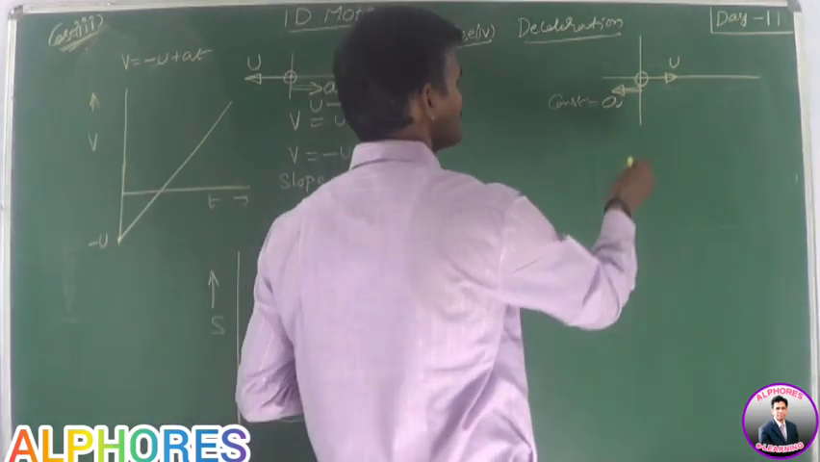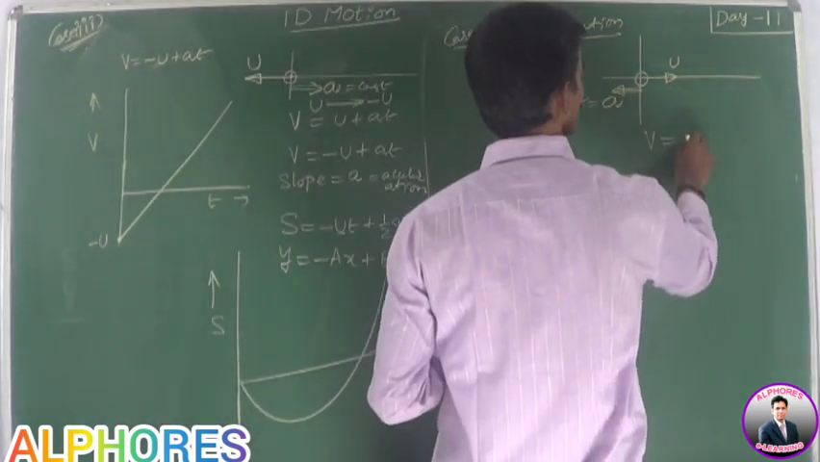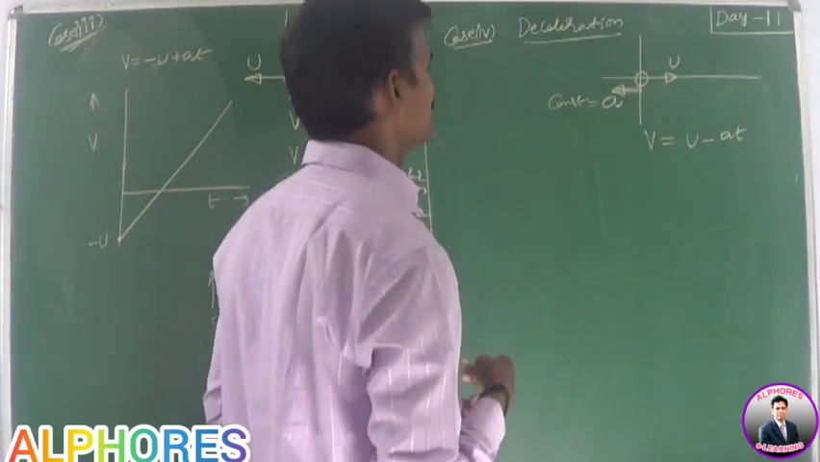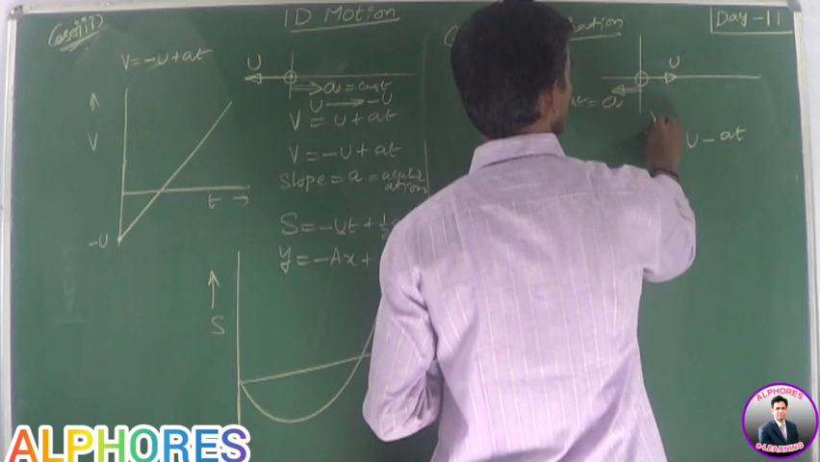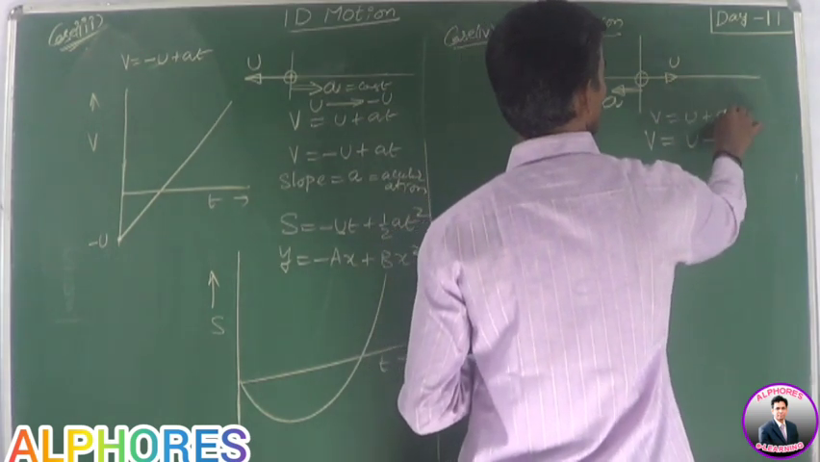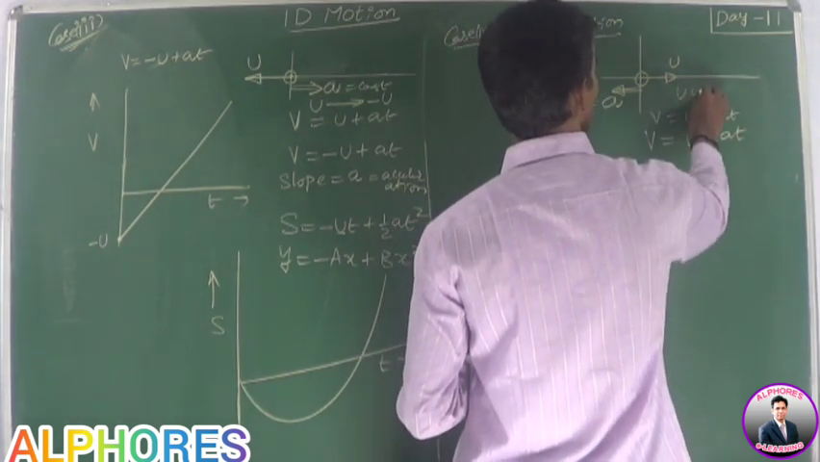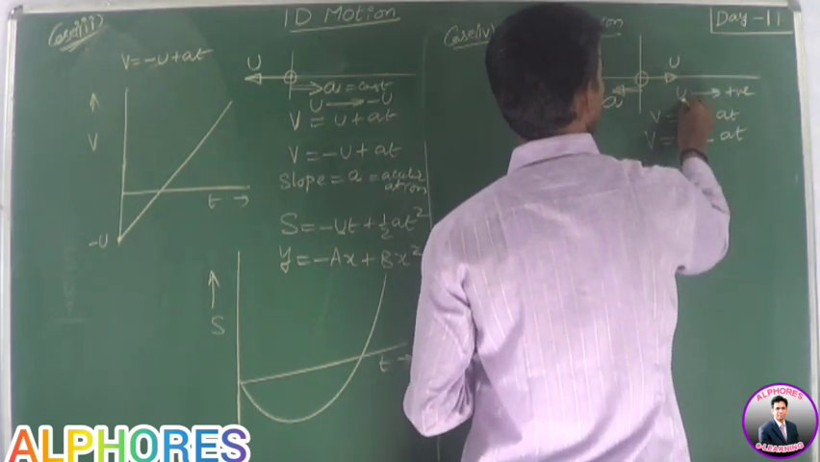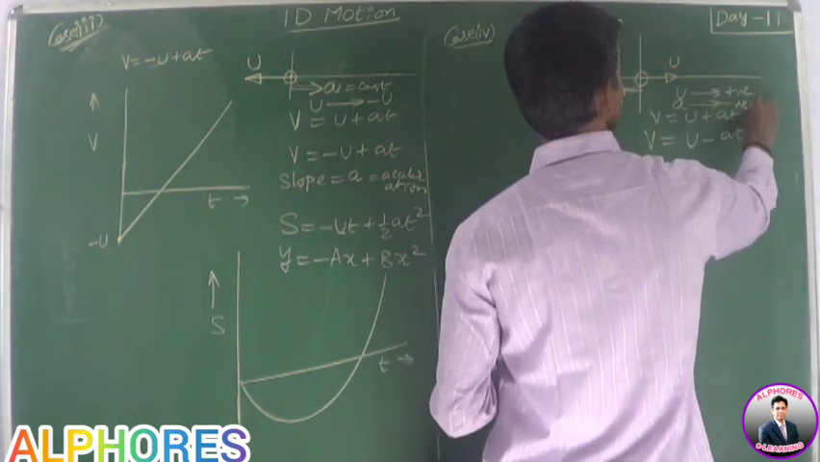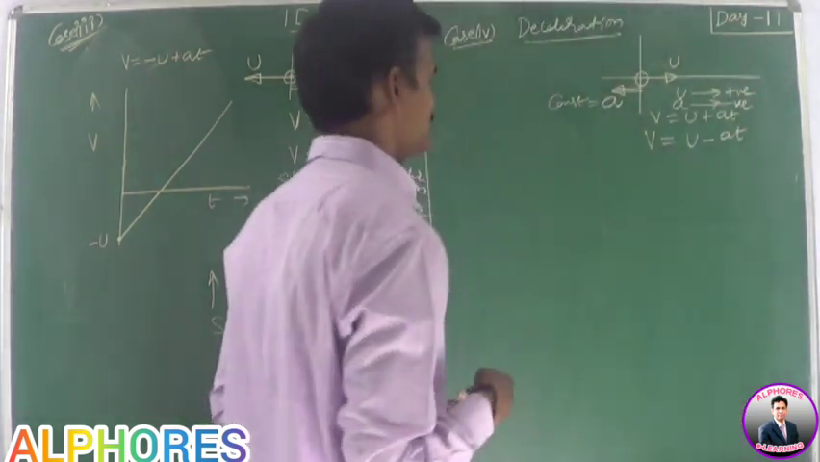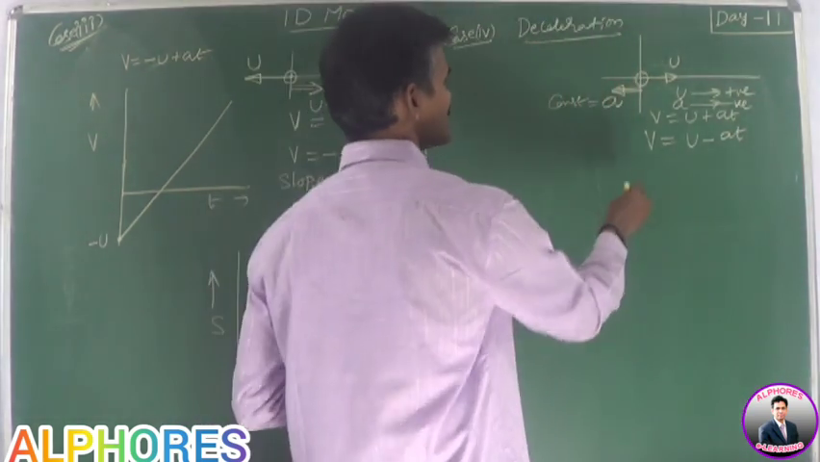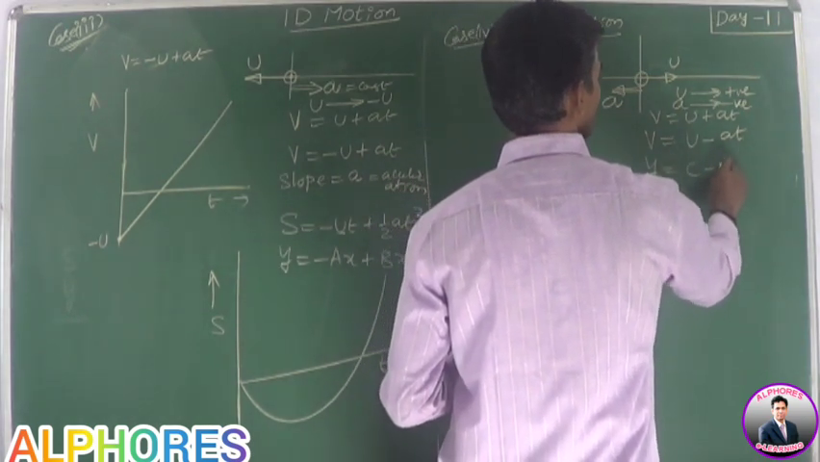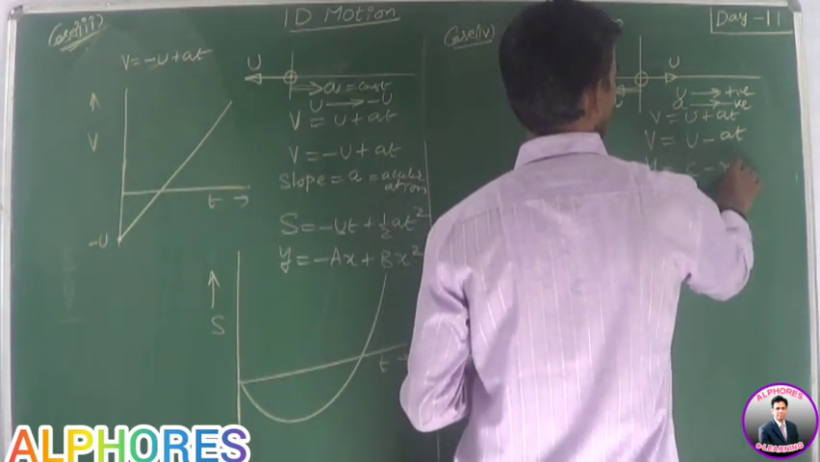Then how to write this equation? v equal to u minus at. The actual equation is v equal to u plus at, but here u is positive and a is negative. So in such cases our function is y equal to constant minus mx.